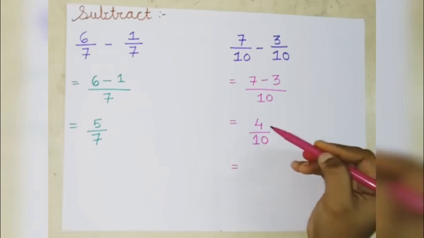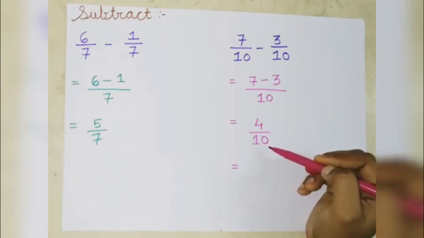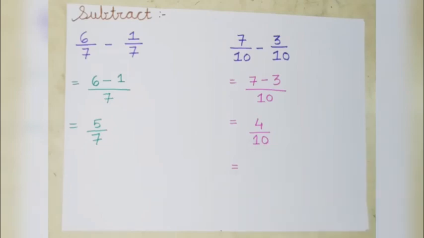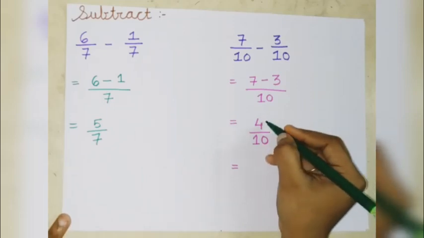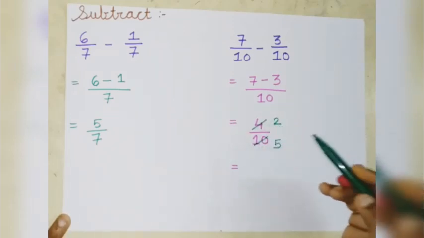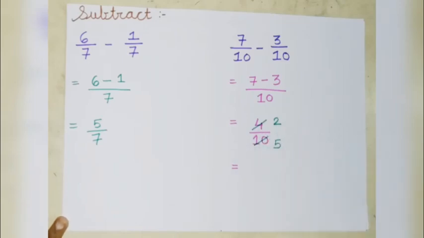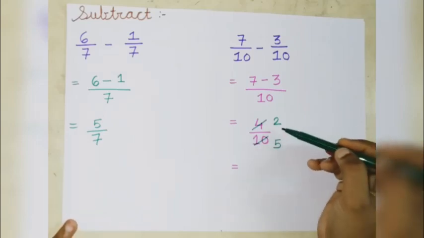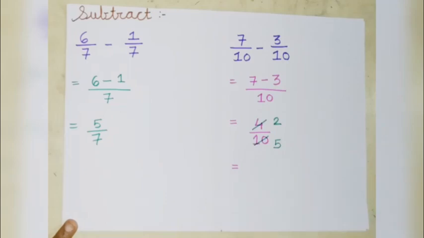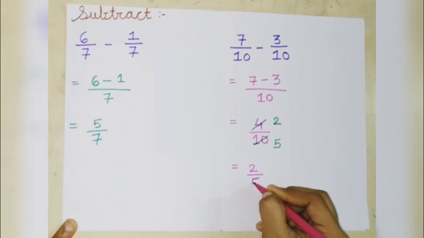Now tell me, 4 and 10, they are coming in the table of 2. Yes or no? Yes, they are coming in the table of 2. So we can divide here. 2 twos are 4, 2 fives are 10. Children, both the numbers should come in one table. So 2 twos are 4 and 2 fives are 10. Our final answer is 2 upon 5.